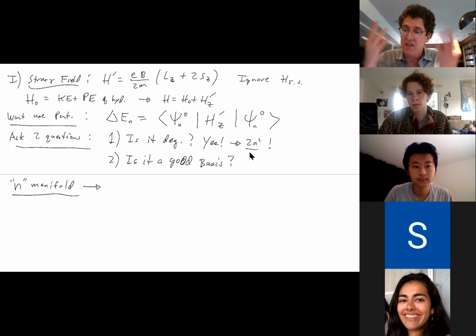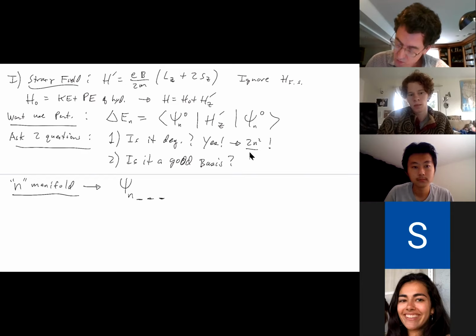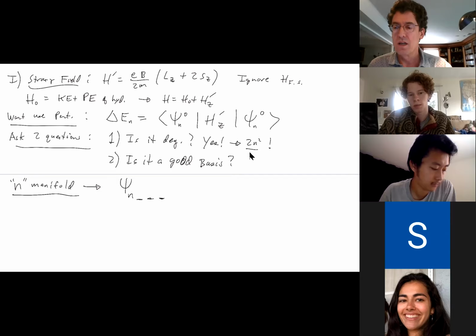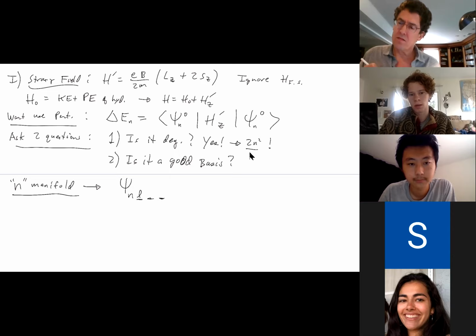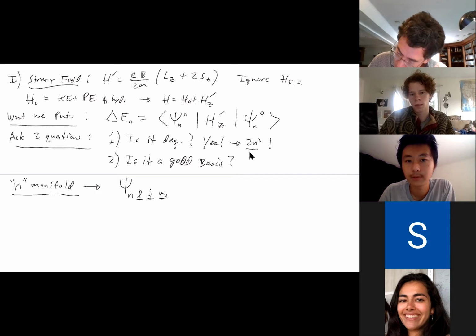And so it's psi, n, and then there's got to be three other quantum numbers. So what bases do we have? What are these three quantum numbers? Which one should we pick? Well, the first one is always L. But okay. For the second two, we have two choices. We could do J and M sub J, or we could do M sub L and M sub S. That's exactly right. Perfect.